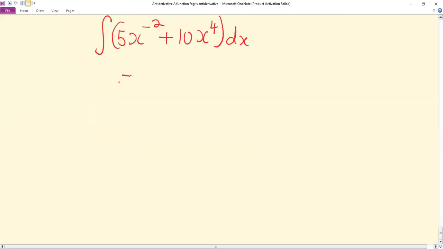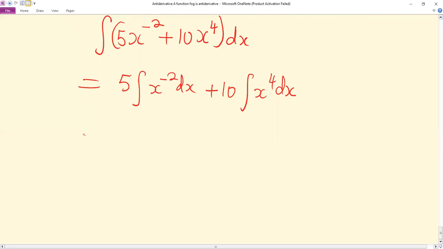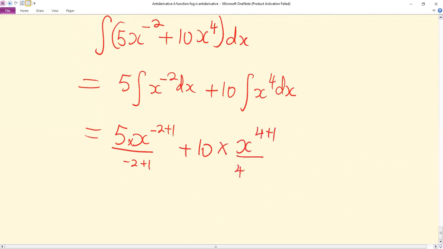So you say this is 5 integral of x raised to the power minus 2 dx plus 10 integral of x raised to the power 4 dx. So this will be 5 times x to the minus 2 plus 1 over minus 2 plus 1, plus 10 times x raised to the power 4 plus 1 over 4 plus 1, and then plus c.